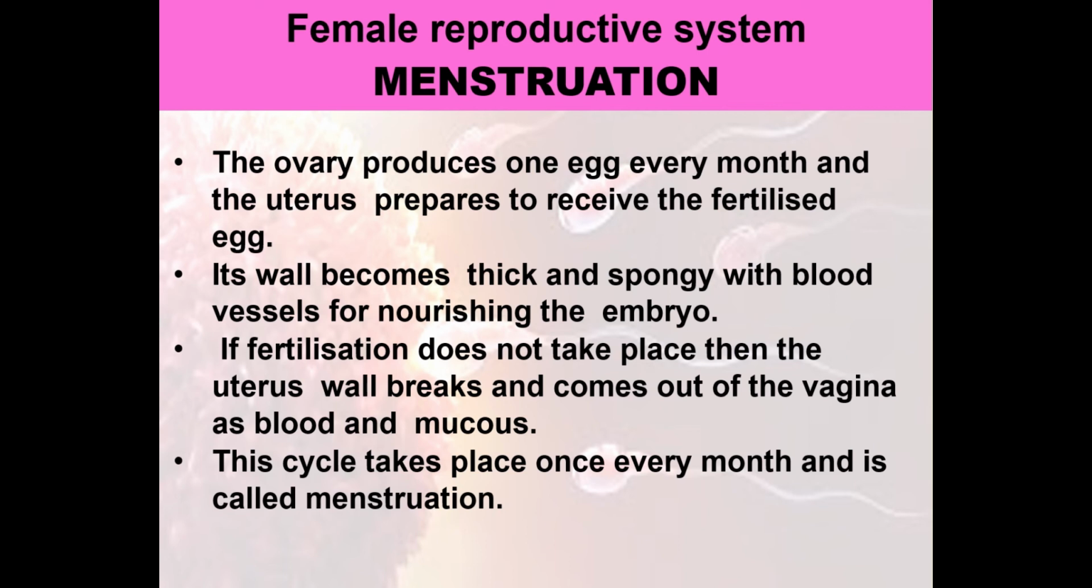But if there is no process of fertilization, maybe sperms are not there, or sperms are there but in any case fertilization doesn't occur, then it means implantation will also not occur and there is no use of that thick and spongy wall. So this uterine wall breaks and comes out of the vagina in the form of blood and mucus. This is called menstruation.